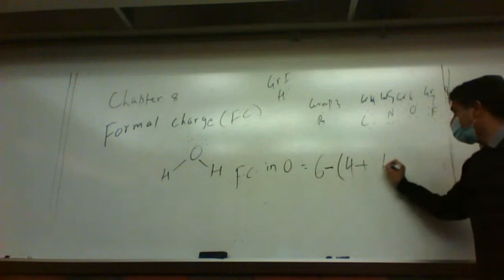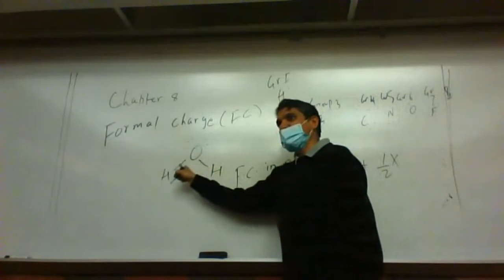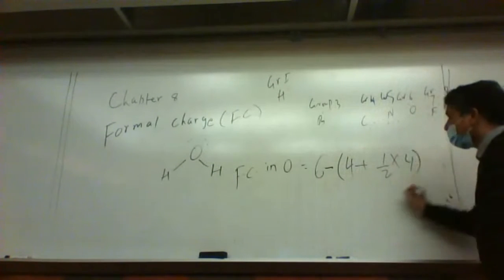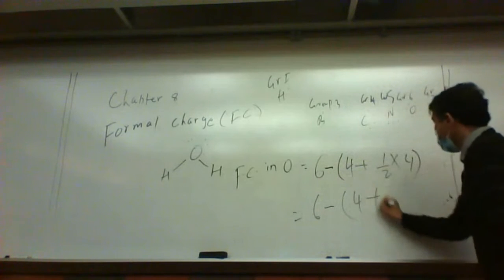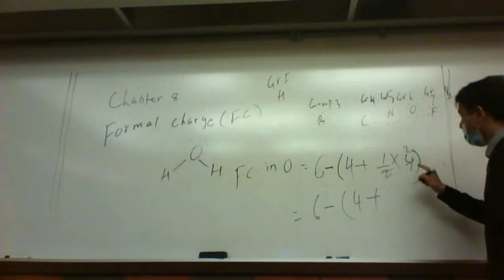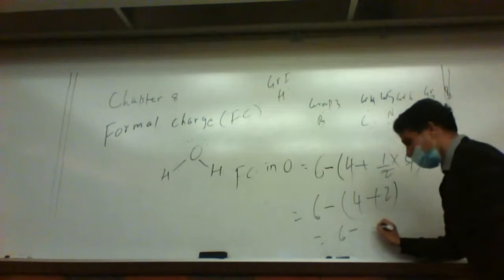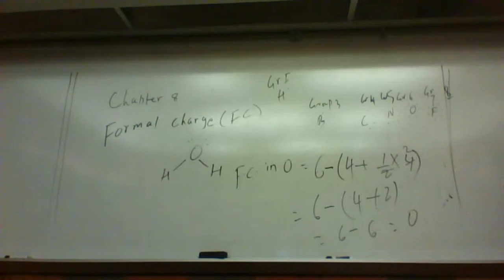4, and then plus a half, multiplied by how many bonding electrons here? So this is one bond, this is another bond. So 2 here, 2 here. So that's 4. Now this becomes 6 minus 4 plus half of 4, which is 2. So 6 minus 6 becomes 0. So in water, oxygen doesn't have a charge either. Make sense? Simple, right?